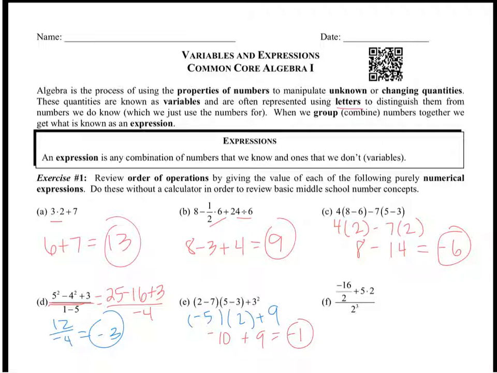Letter F, you need to do this division first, so negative 16 plus 2 is negative 8, plus then we do this multiplication, so 5 times 2 is 10, divided by 2 to the third power, which is 8. So now I have 2 over 8, which reduces down to 1 over 4.